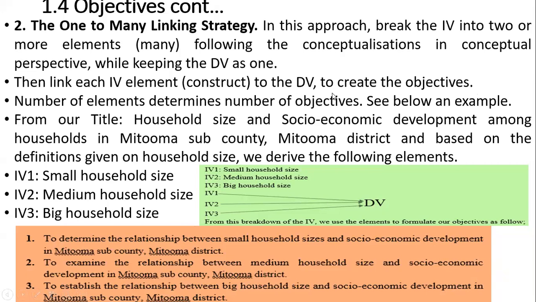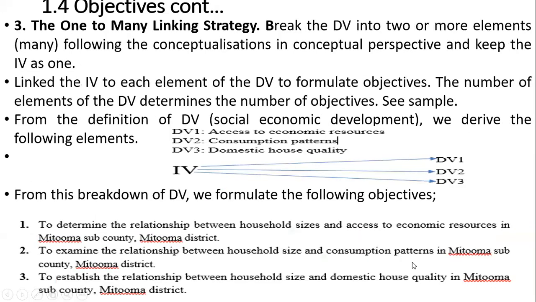You leave it as one, but you break the DV into many elements, as you can see in this object here. In this object, you see that we left the IV as one, and we have broken the DV into three elements. Remember, our DV is socio-economic development. We have broken it into three constructs: access to economic resources, consumption patterns, and domestic house quality.